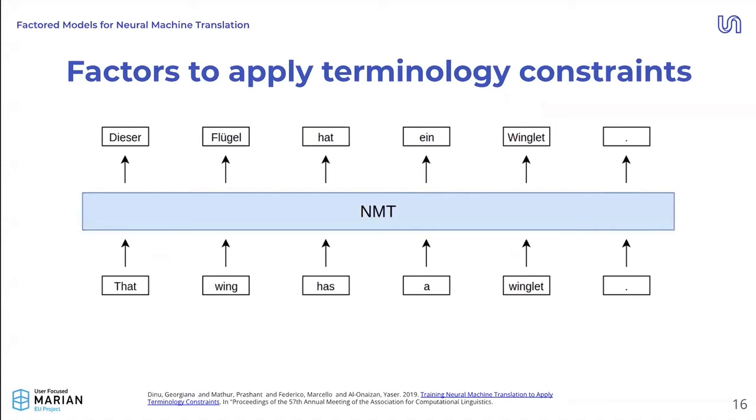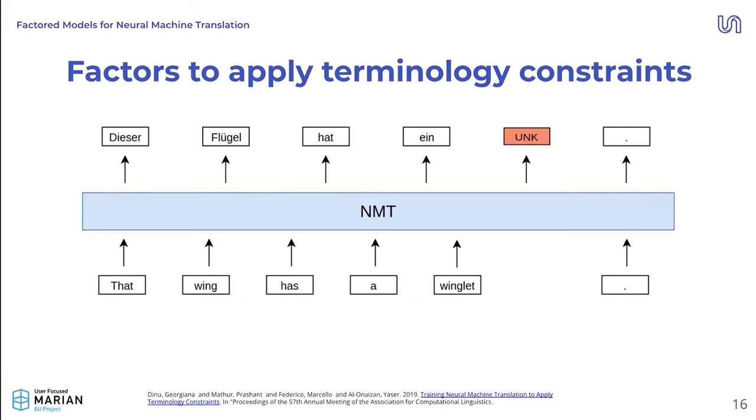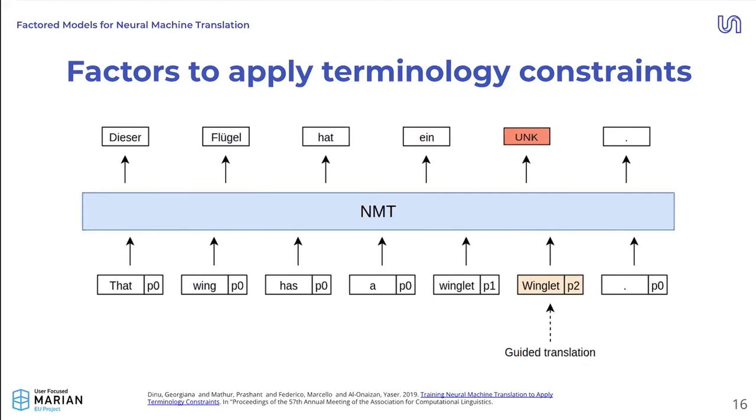So how did we use factors for terminology? Imagine that we have this sentence, "wing has a winglet", and you want to translate it to German. Winglet is a really specific term, so the system might have problems translating it. So what we did was the following. We added to the source text the target word that we wanted to translate, and then we used factors to give meaning to each one of the tokens. We used P0 for words that were already part of the source sentence. We used P1 for the source version of the term that we want to force translate, and we used P2 for the target version of that term.